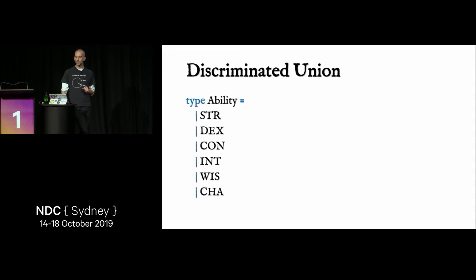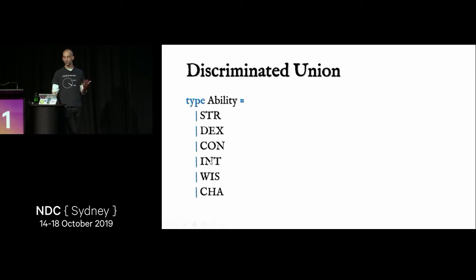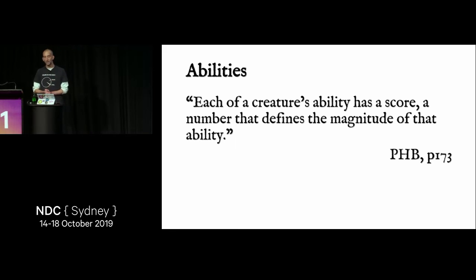So what I have here is an ability, and an ability can be one of six things: strength, dexterity, constitution, intelligence, wisdom, and charisma. Exactly what I showed you in the rules. Move on, we are done. Great. Move on in the Player Handbook, page 173. Abilities.